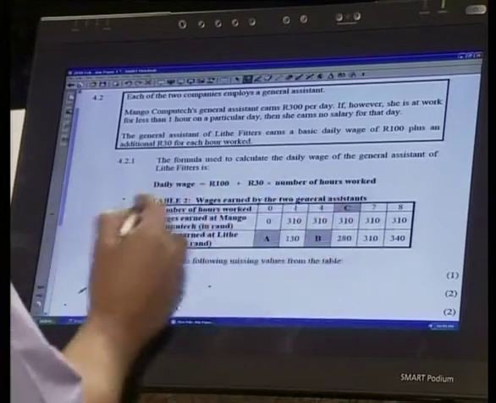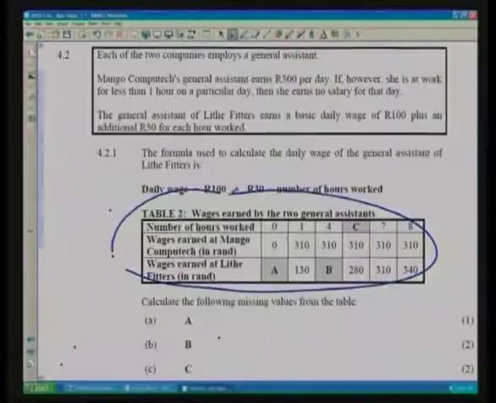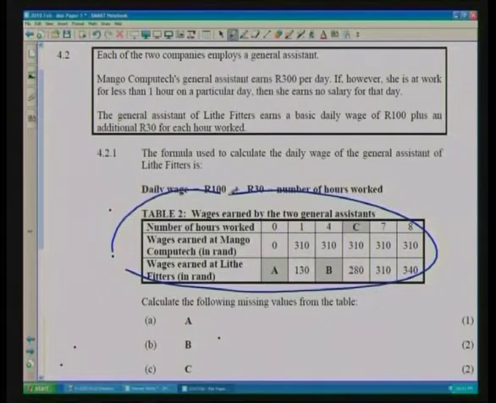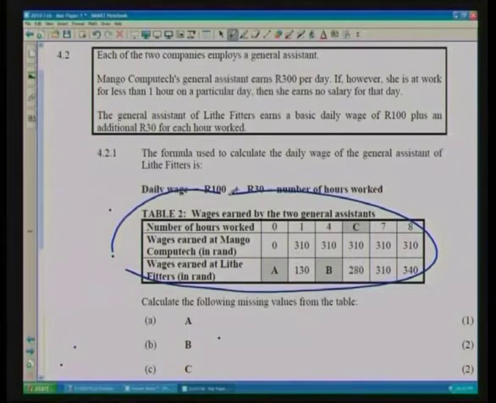Now we have a wonderful table here. Let's have a look at it. The number of hours worked: no hours, 1 hour, 4 hours, 6 hours, 7 hours, 8 hours. The wages earned. Now, the first thing I want to say is that sometimes examiners can make a mistake. And they're allowed to do that because they're human beings. If you look at this question, this was a question that came up, and this was not supposed to be 300 Rand a day. It was supposed to be 310 Rand a day. And you'll see that figure coming up in these values.